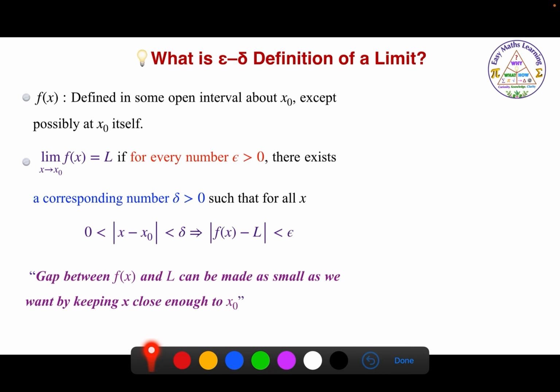In simple words, we can say the gap between f(x) and L can be made as small as we want by keeping x close enough to x naught.